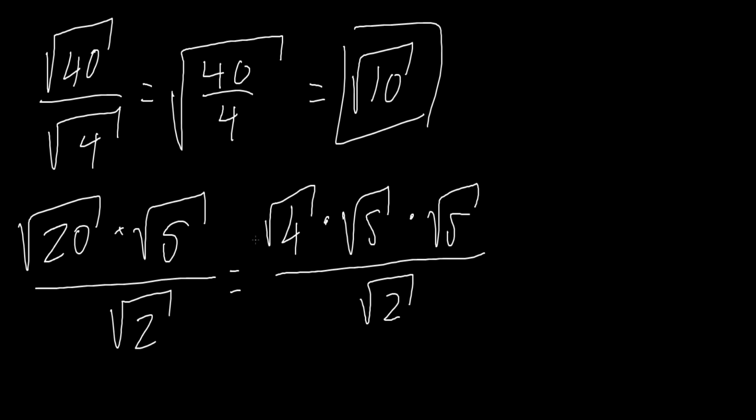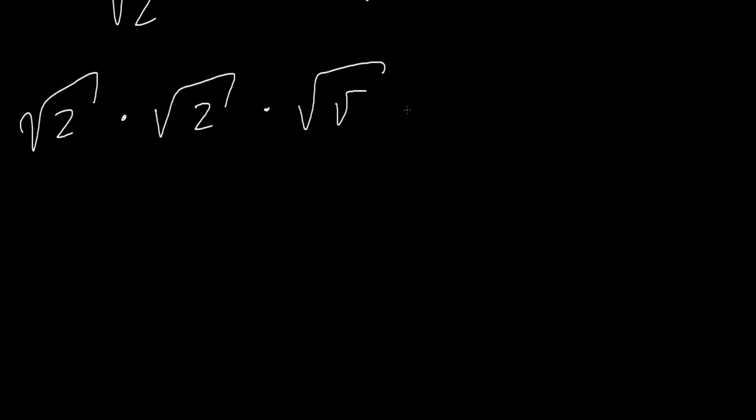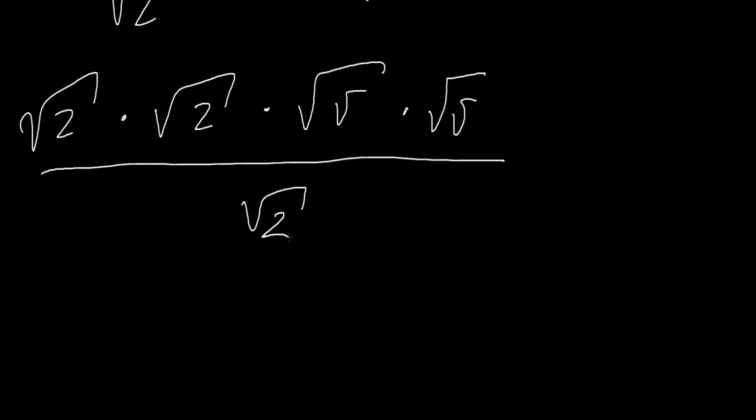Yes, it can. The square root of 4 can be simplified into the square root of 2 times the square root of 2. So let me go further down and write that again. So we simplify to the square root of 2 times the square root of 2 times the square root of 5 times the square root of 5 over the square root of 2. Now, we can cancel one of these square roots of 2 from the top and from the bottom.